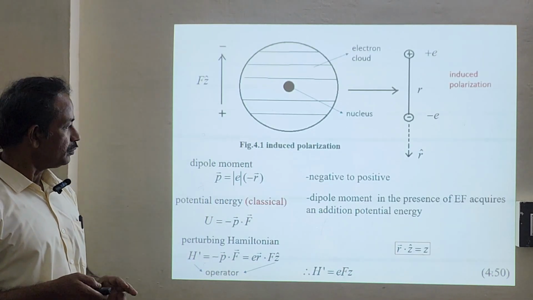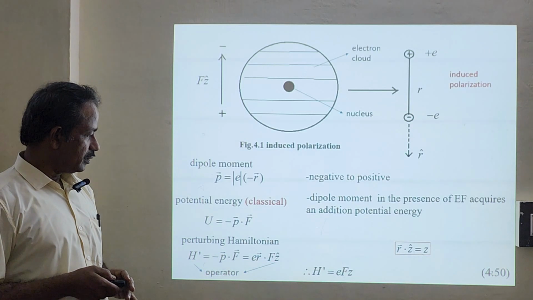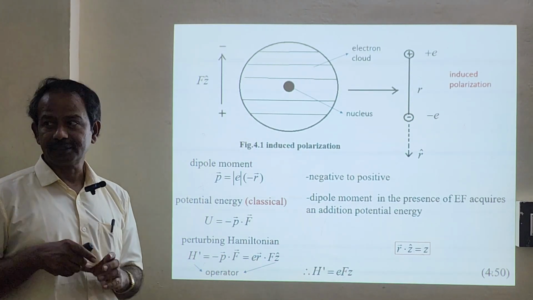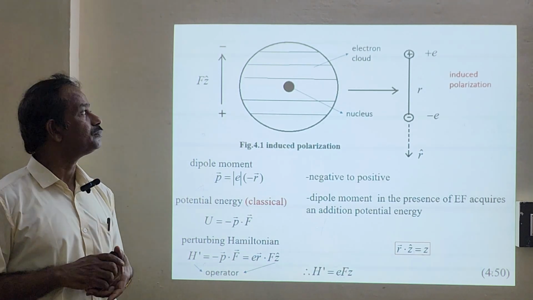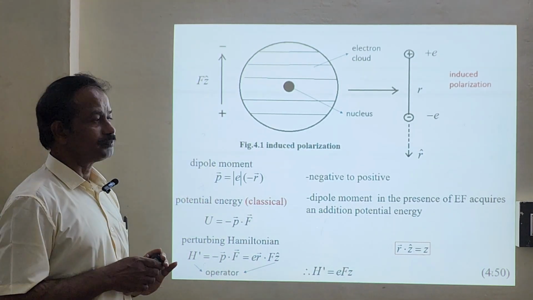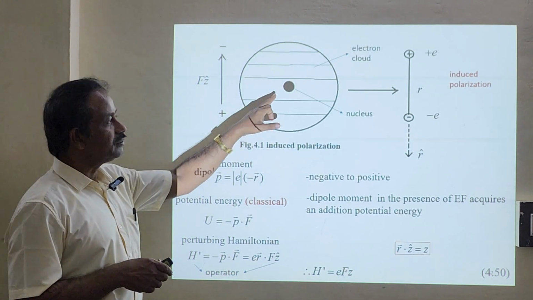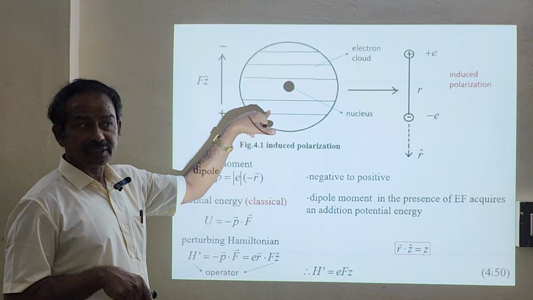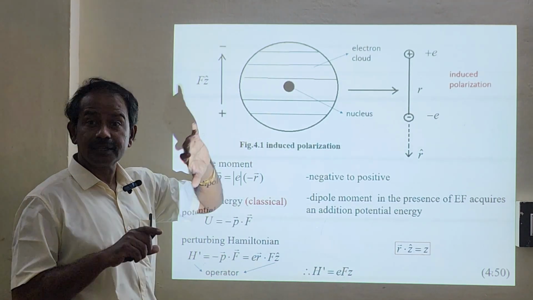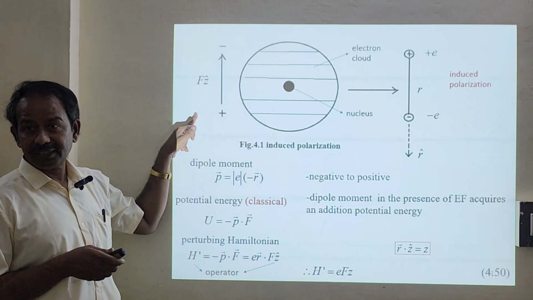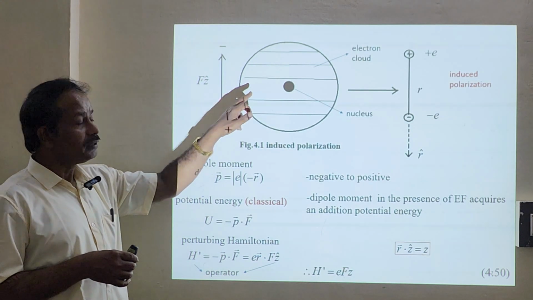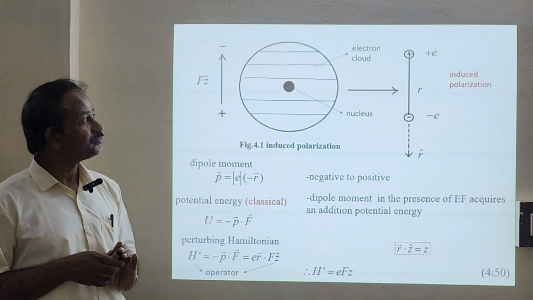Now, a very important thing about the interaction of energy with the atom. Suppose we consider this is a hydrogen atom, and this is your nucleus, the proton, surrounded by electrons, the electron cloud. We are going to apply the electric field in the Z direction. So your positive terminal is here, negative terminal is here. The atom is subjected to the electric field.